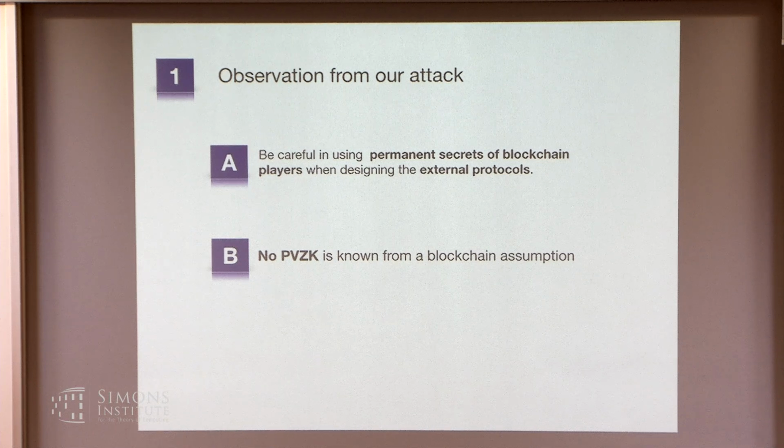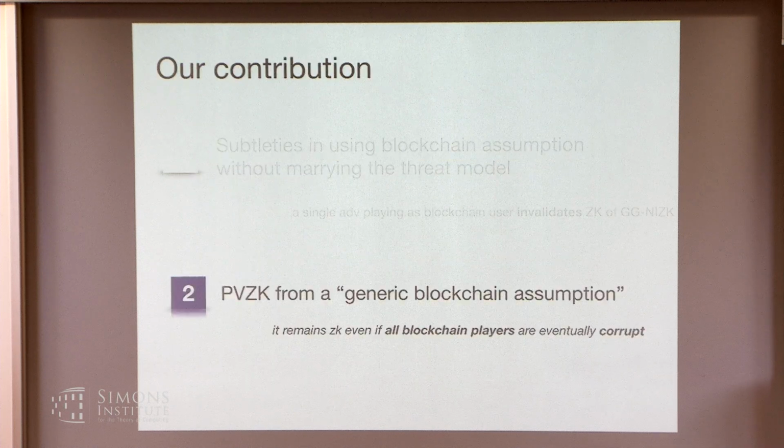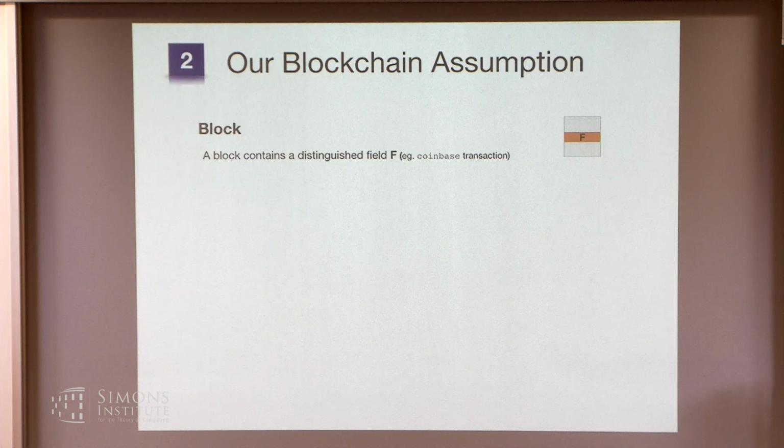So maybe 5 minutes? Okay, so in the next 5 minutes, I'm going to talk about the second contribution of this work, which is: now let's construct a publicly verifiable zero-knowledge protocol from a generic blockchain assumption. So I'm going to define my assumption, you can tell me what you think about it, and then I'm going to tell you how I use it for publicly verifiable zero-knowledge. So this is our blockchain assumption.